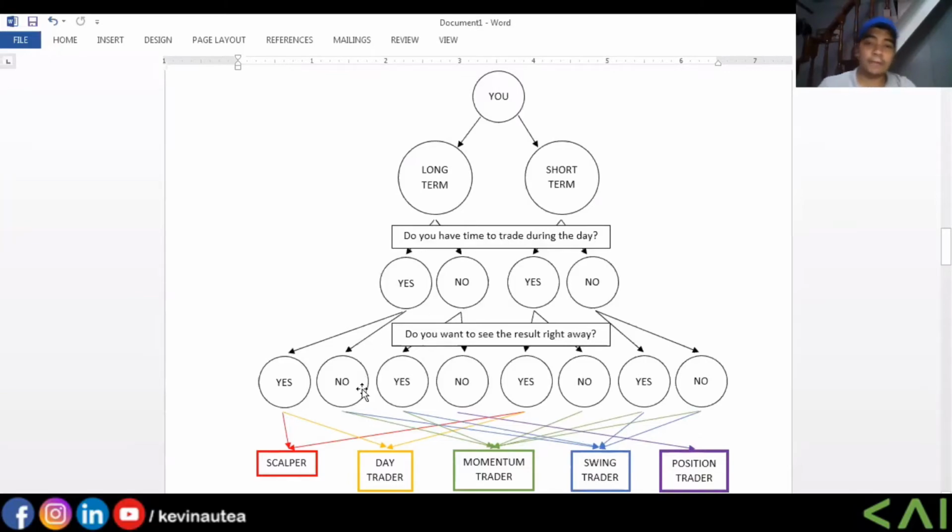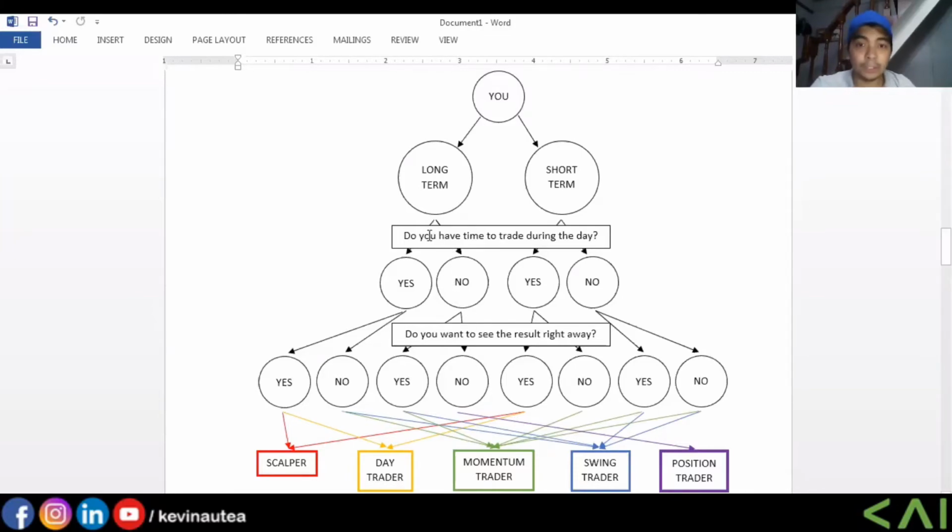Because you have time during the day, maybe for breakfast, that's the time you will buy a certain stock. Then you will sell it before or during the afternoon. So that's a day trader. As a momentum trader, you see a potential, then you buy it anytime in the day. You sell it before the end of the day or tomorrow, right?